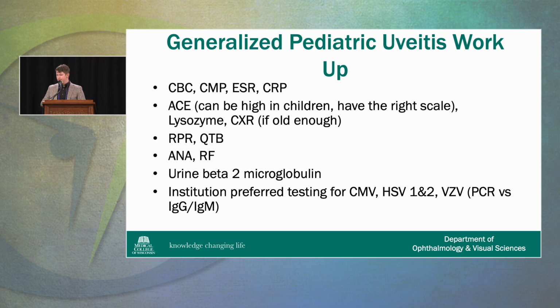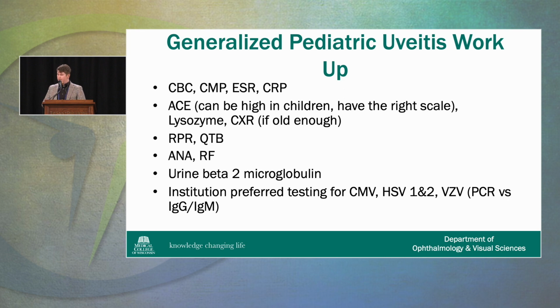Lysozyme and chest x-ray, if the kid's old enough; you don't do a CT scan in a child. You can check your RPR. I frequently won't check the specific testing in children just because I have a little bit lower likelihood unless I'm very concerned. Quantiferon, ANA, rheumatoid factor.